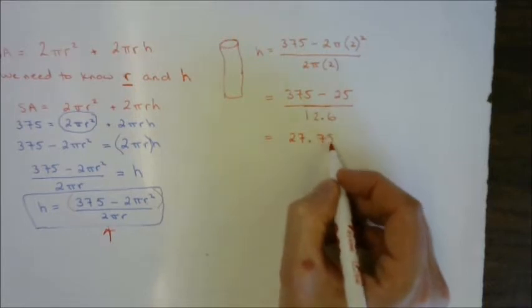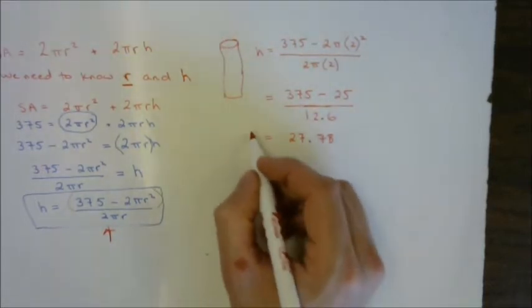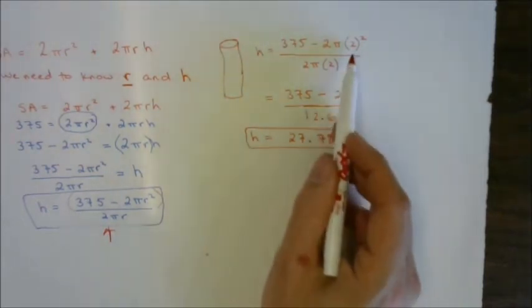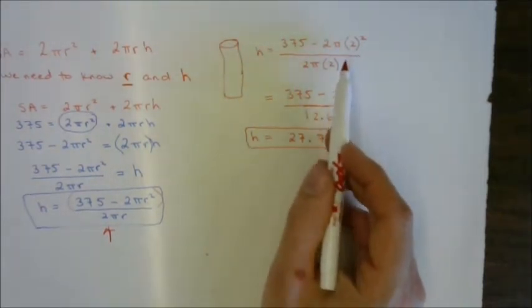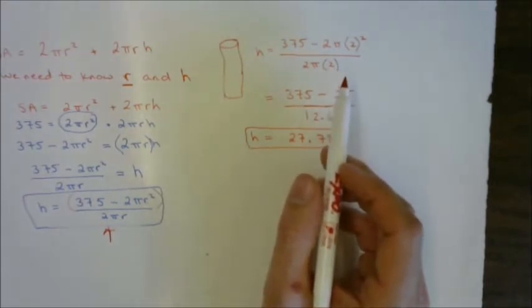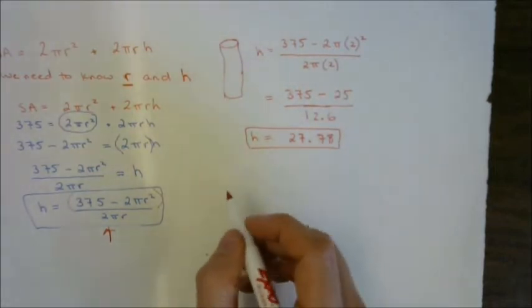27.78. That is the height of the cylinder with a radius of 2. So go ahead and fill that in your chart. Okay, let's go to the next height.